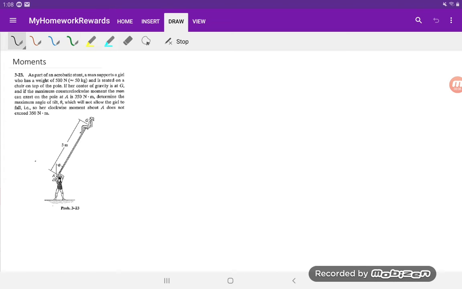We want to determine the maximum angle of tilt theta, which will allow the girl not to fall. And it gives us specifically so that her clockwise moment about A does not exceed the 350 newton meters that the man can exert. So what exactly is happening here? Well, we have a lady at the top, and her mass exerts a force on the pole downwards, gravity, which is going to cause it to rotate this way. The man on the other side is providing the counterbalance, essentially, a 350 clockwise moment this way. So the question is asking, what is this angle theta that basically allows this pole to be in equilibrium.